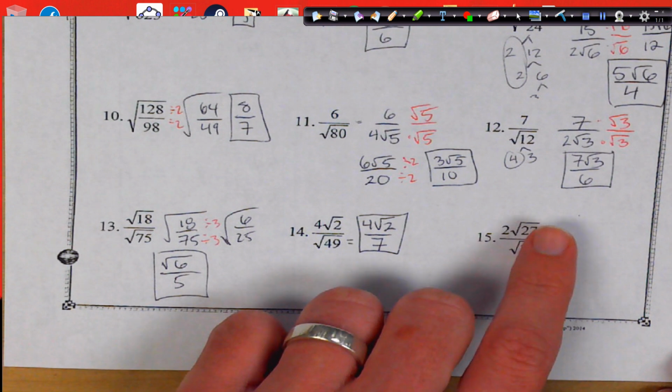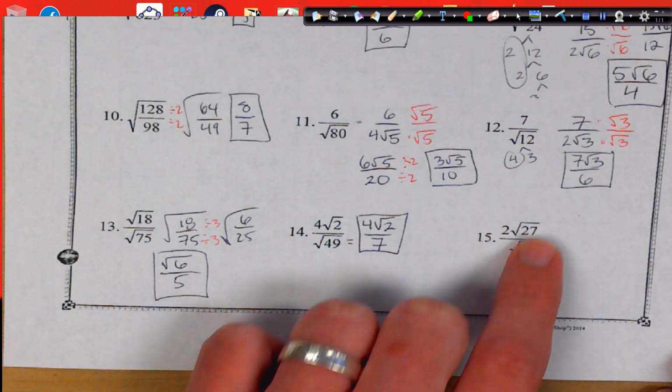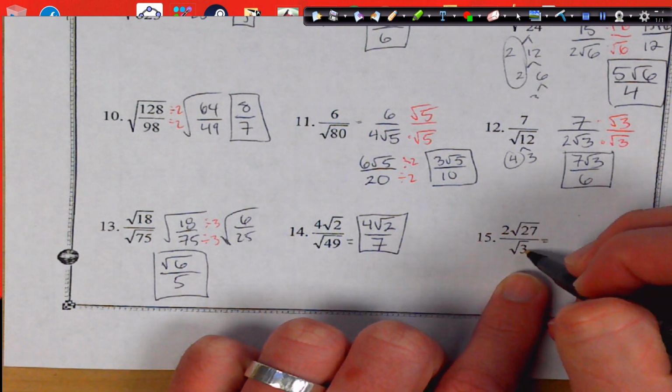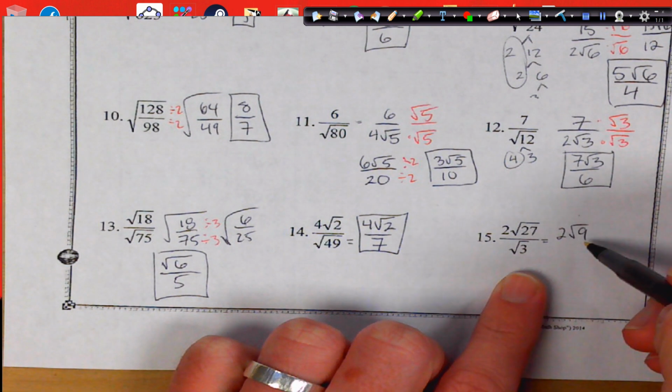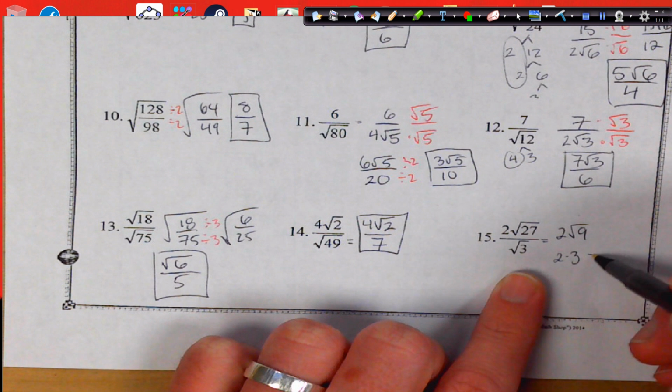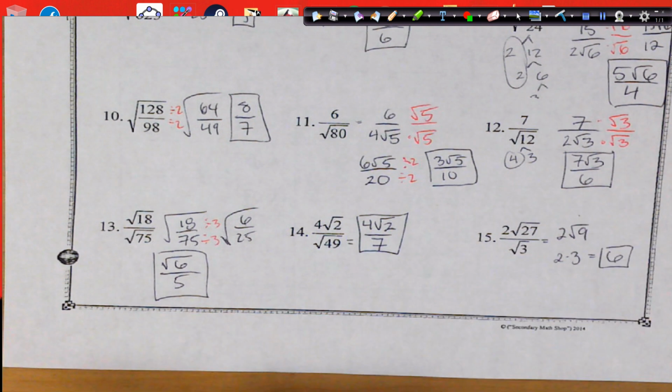Here we have 27 and 3. Those reduce. Literally, 3 goes into 27 9 times. The square root of 9 is 3, so we get 2 times 3, which gives us 6 as our final answer.